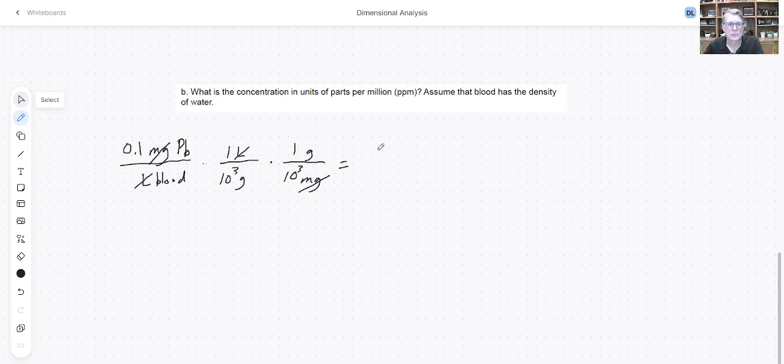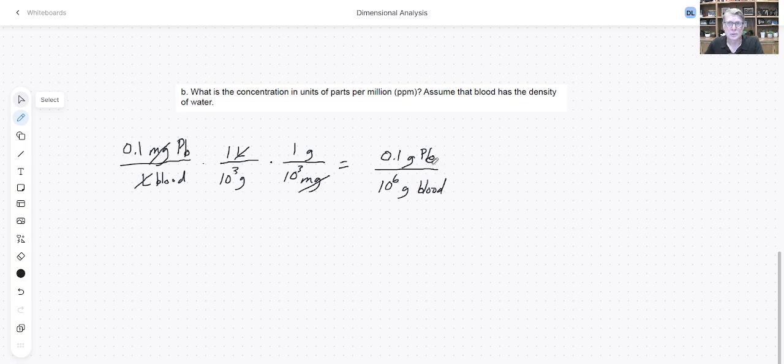So let's go forth and just calculate the product of the numerators and then the product of the denominators. Starting with the numerators, we have 0.1 gram of lead, and in the denominator we have 10 to the third times 10 to the third, which is 10 to the sixth, so we have 10 to the sixth grams of blood. All right, grams in the numerator, grams in the denominator, we have a mixing ratio. Perfect.